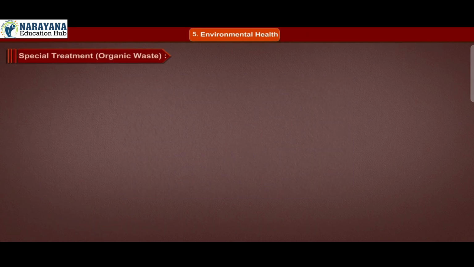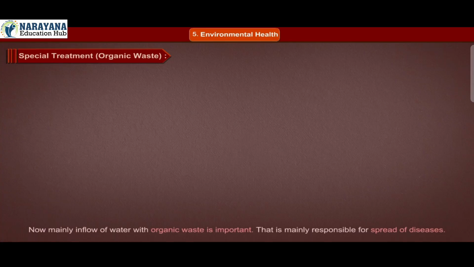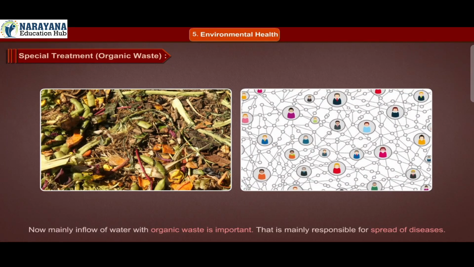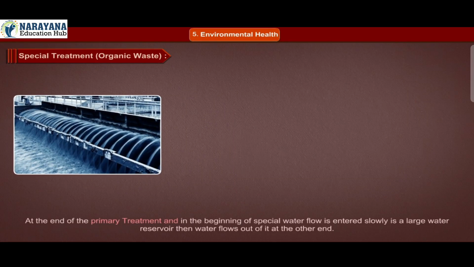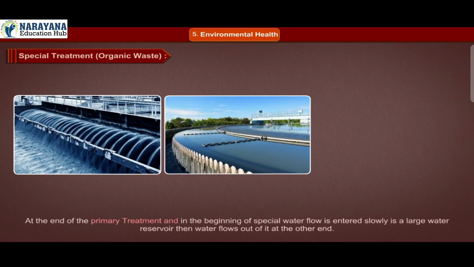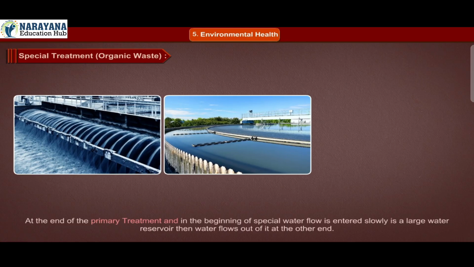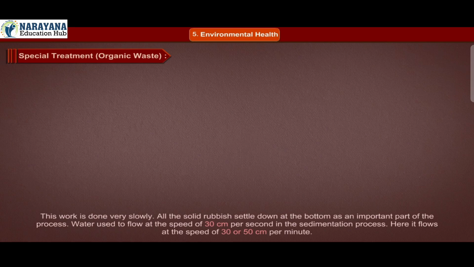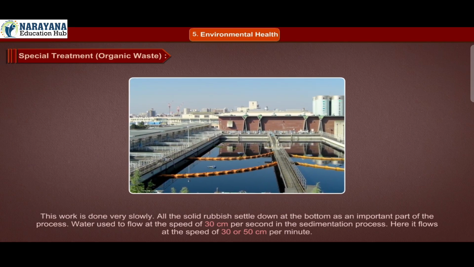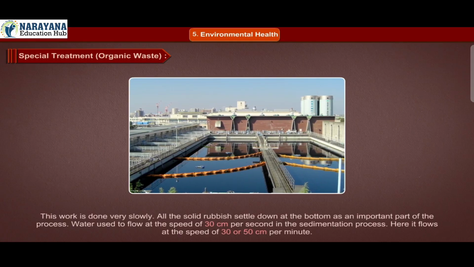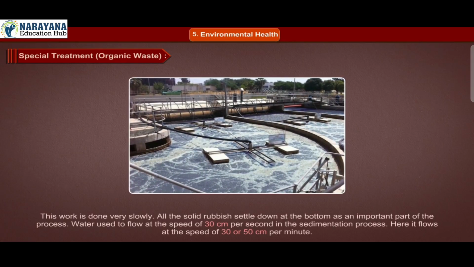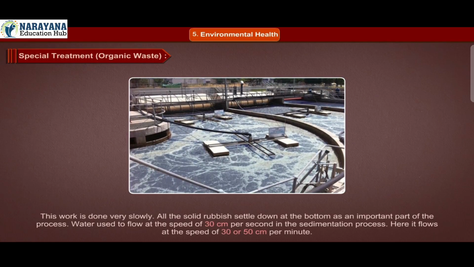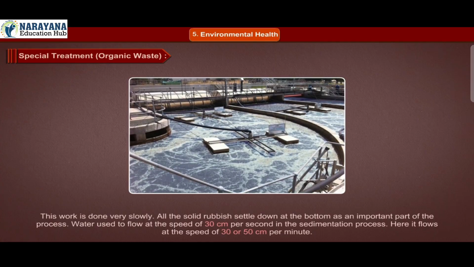Special treatment means treating organic waste. Now, mainly the inflow of water with organic waste is important. That is mainly responsible for the spread of disease. At the end of the primary treatment and in the beginning of special treatment, the water flow is entered slowly into a large water reservoir. Then water flows out of it at the other end. This work is done very slowly. All the solid rubbish settles down at the bottom as an important part of the process. Water used to flow at the speed of 30 cm per second in the sedimentation process. Here it flows at the speed of 30 to 50 cm per minute.